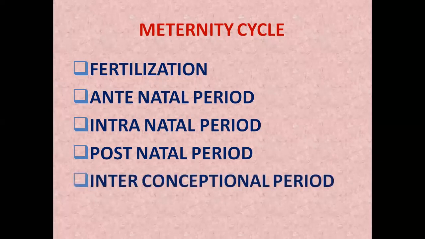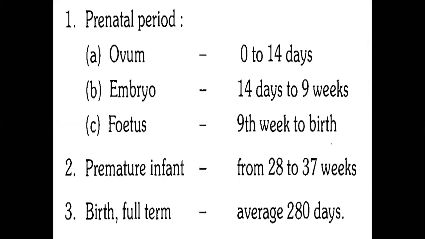And the 5th point in the maternity cycle is known as the interconceptional period. Right? This is what is combinedly labeled and titled as the maternity cycle: fertilization, antenatal period, intranatal period, postnatal period, and interconceptional period. You can see ovum.